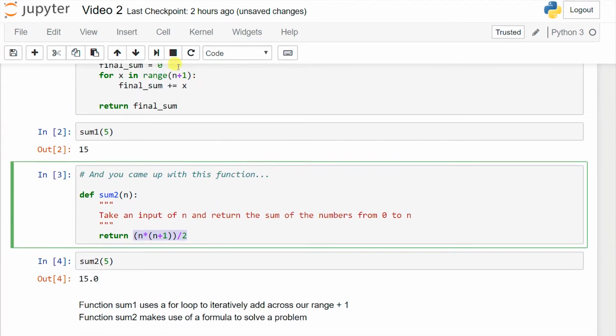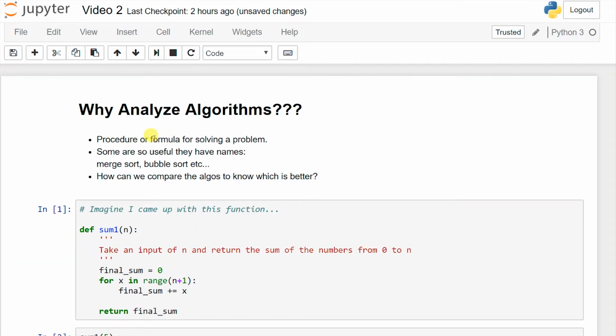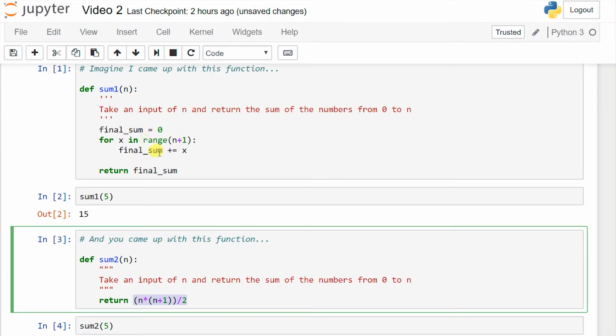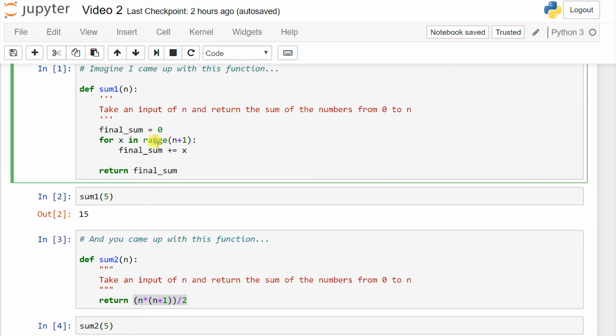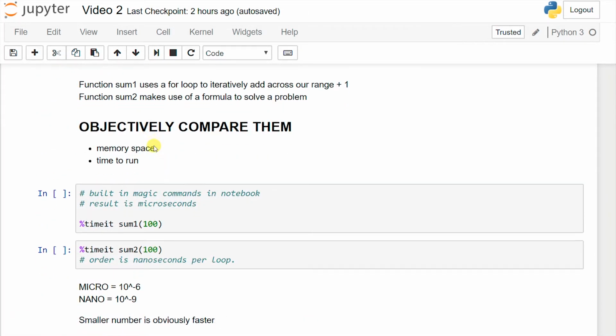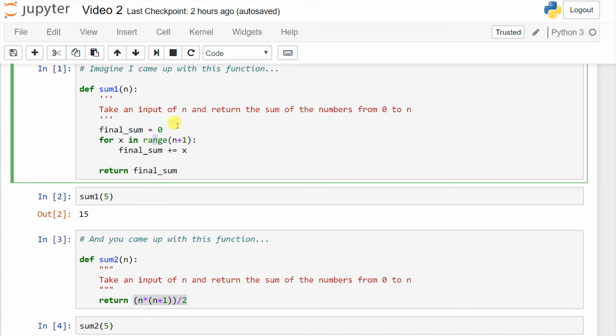Both of these are technically algorithms, because remember, an algorithm is just a procedure or a formula for solving a problem. So we're solving a problem here, and here we're solving a problem. This one is just more formula-based, and this is an iterative for loop that we're running. So now the question is going to come: how do we compare them? How do we determine whose function is better, mine or yours?